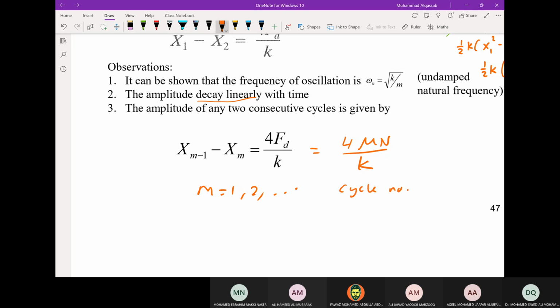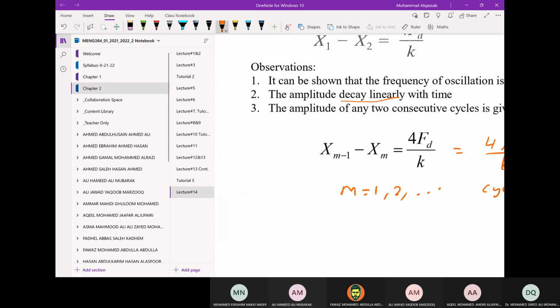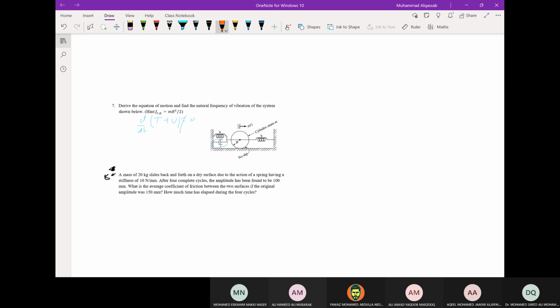So for the first cycle, you will have x0 minus x1. In the second cycle is x1 minus x2, and so on. Okay, and this is the end of the chapter. We go back to the tutorial. There is one more question.